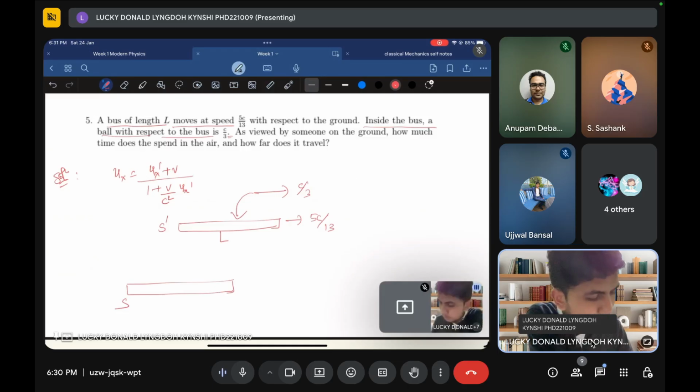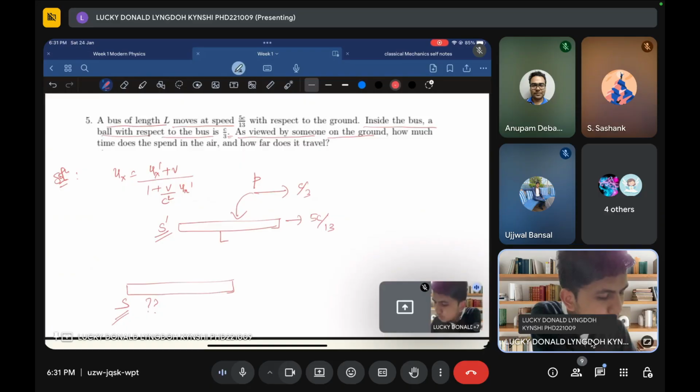So remember, now there is a particle, there is another frame. You call it the P frame, you call this the S′ frame, and you call the ground the S frame. And this ball is measured from what? From your S′ frame, not from the S frame. Remember that the ball inside the bus is thrown with a velocity c/3. Now as viewed by someone on the ground, that means now you try to measure from here.